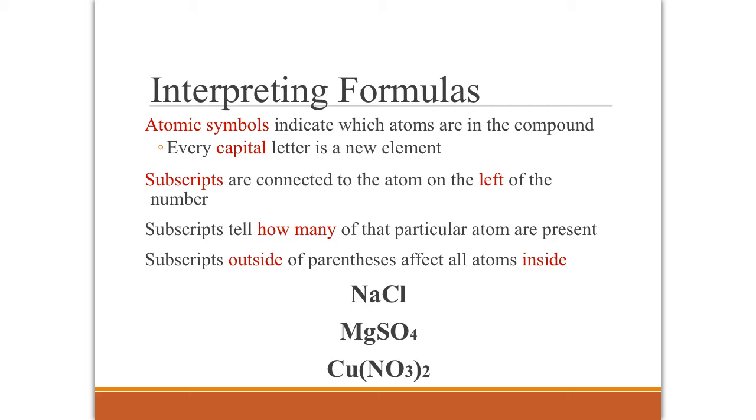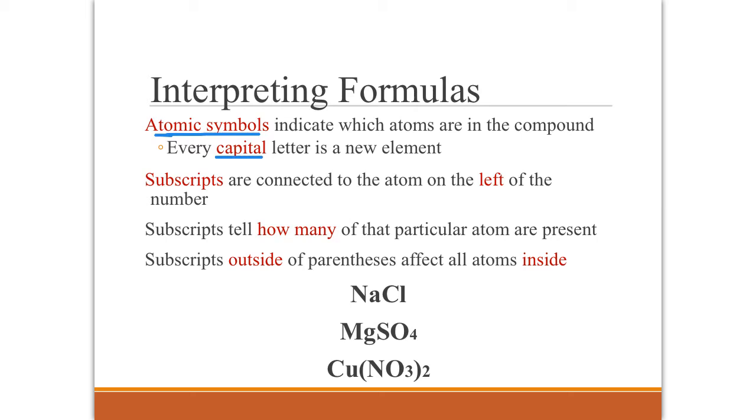Our compounds are written with formulas, and there are certain key things that you need to know about the formulas. First of all, your formulas will contain atomic symbols. Those are the abbreviations for the different element names, and those atomic symbols tell you which atoms are in the compound. An important thing to note is where is the capital letter, because every capital letter will start a new element. Many of our compounds, the atomic symbol is only a capital letter, and then other ones have a capital letter and a small letter to make up the atomic symbol. But every new capital letter will be a new element.